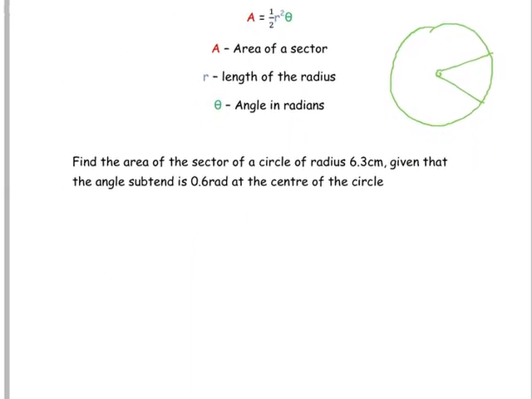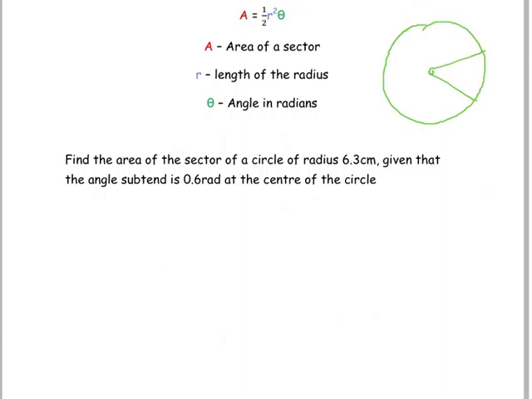Firstly, we're told to find the area of a sector of a circle of radius 6.3 centimeters, given that the angle subtended is 0.6 radians at the centre of the circle. So let's just draw a quick sketch of this. So we've got our full circle, and we're talking about this sector here, where the angle is 0.6 radians, and we know that the radius is 6.3 centimeters.